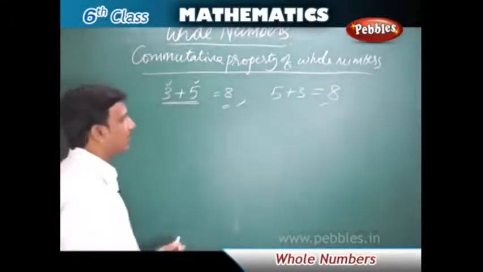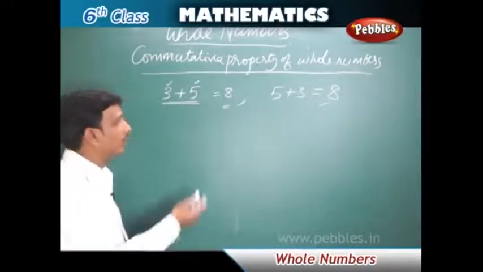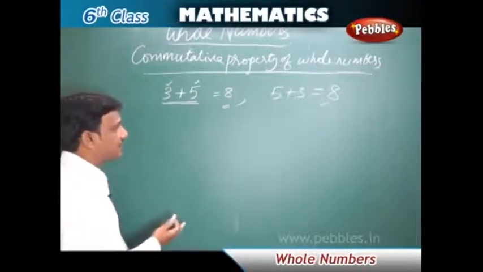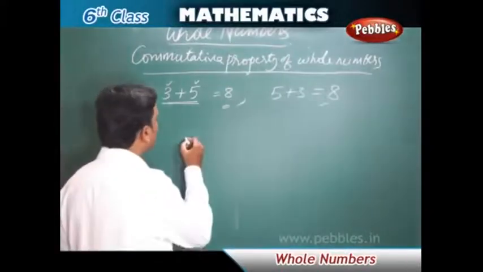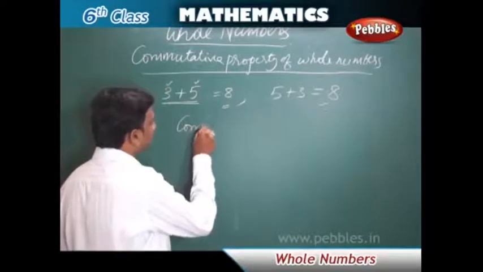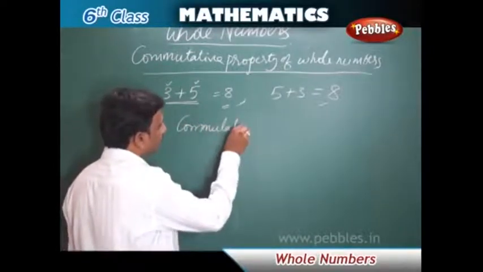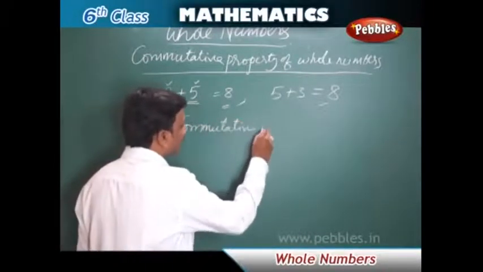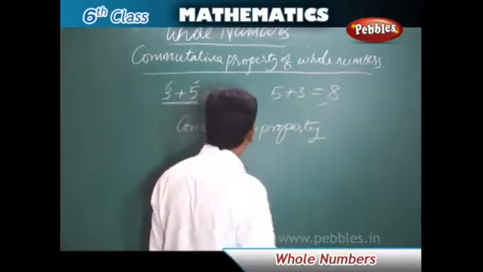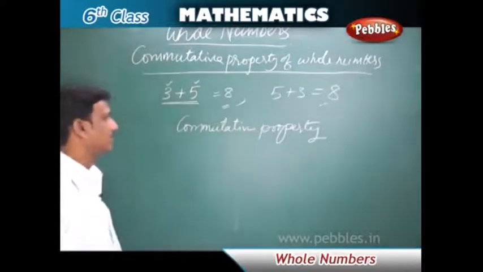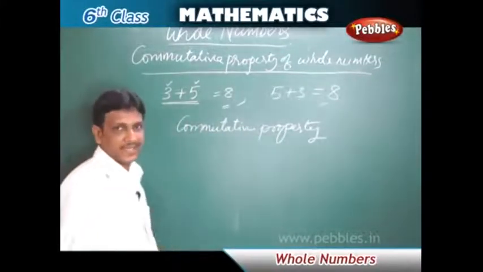So for the sum of whole numbers, even though the order of the pair is changed, the value will be the same. This property is known as commutative property. So the whole numbers are commutative in case of addition.